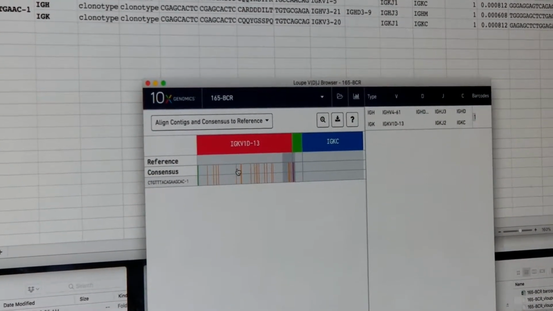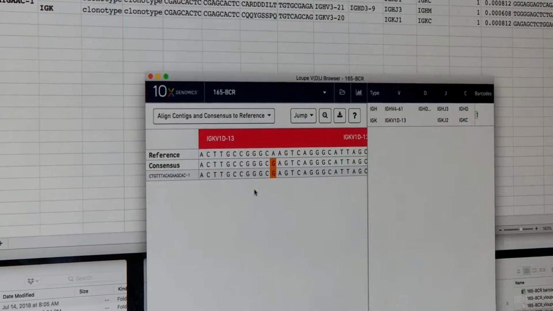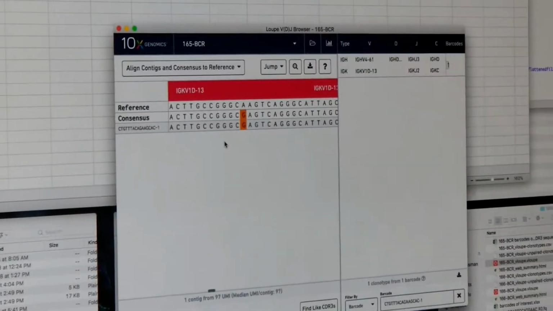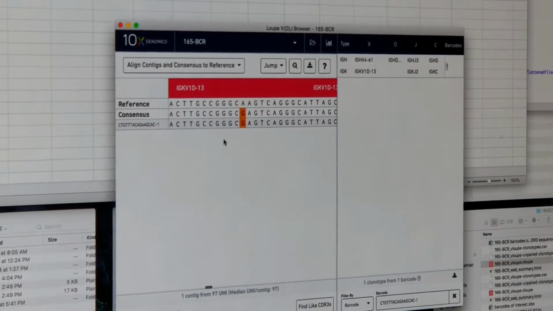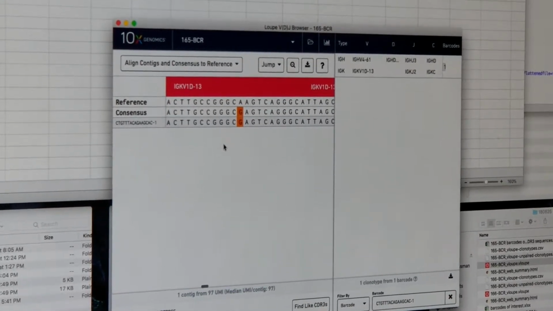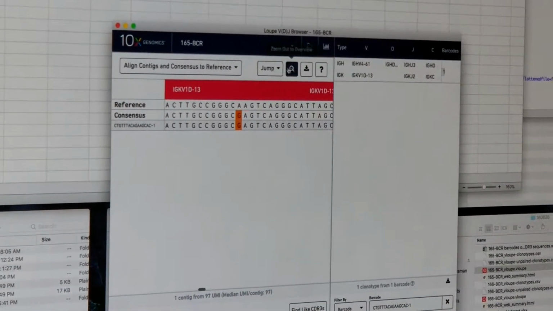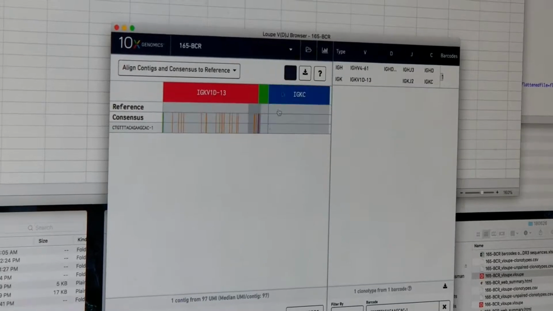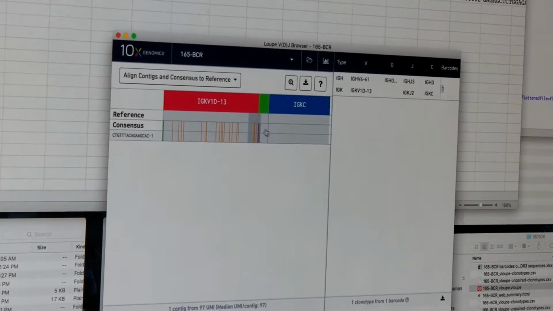I don't know. I know how it works in other programs, but I don't know how it works in this one. Can you go to the J region, because it looks like as you go more down there, there's more mutations, right? I thought, or maybe a heavy chain would be better. So what's all that down there?